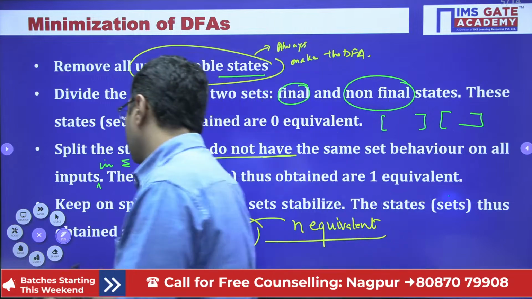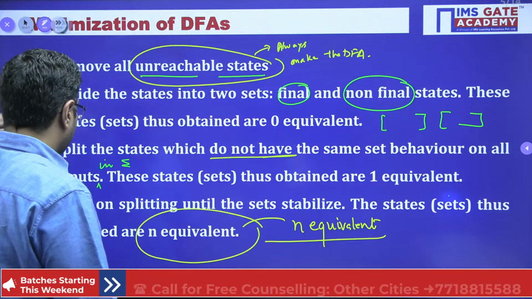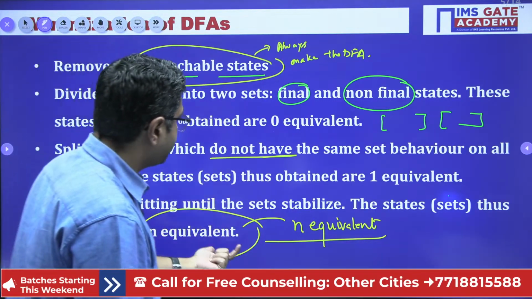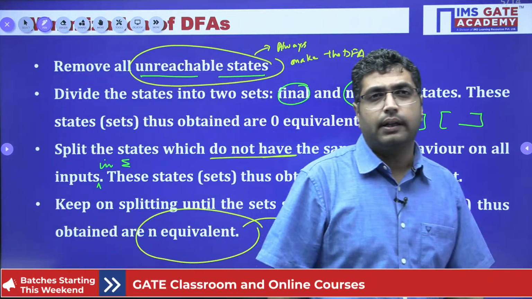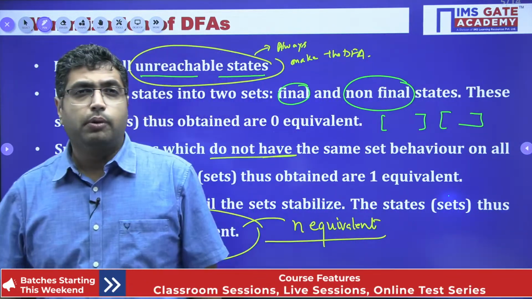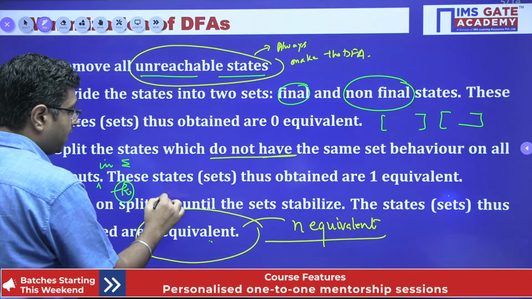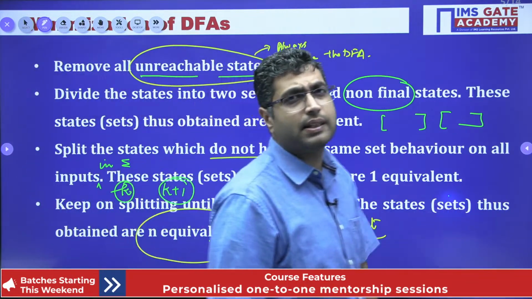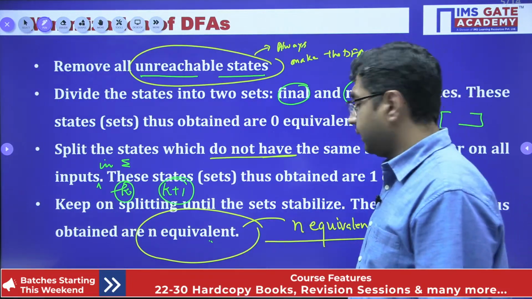Let me read it out again. What do I mean? Keep on splitting the states until the sets stabilize. The states thus obtained are known as n equivalent. Because how have we reached it? For example, the kth split and the k plus 1th split give exactly the same output. That means for any value of n, they will have similar set behavior. Therefore, they are known as n equivalent.